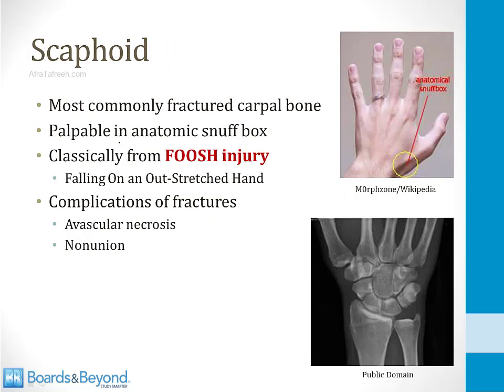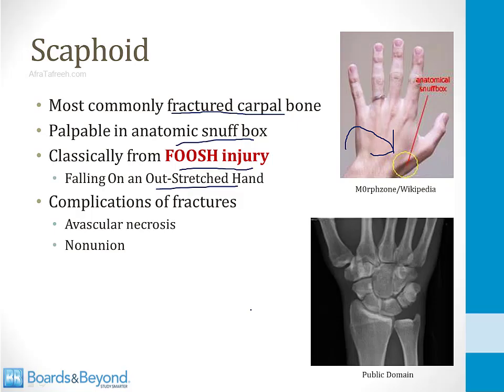So let's talk about the scaphoid bone. This is the most commonly fractured carpal bone, and you can palpate your scaphoid bone in your anatomic snuff box, which is a depression on the back of your hand circled here in this picture on the top right. Snuff is a form of tobacco, and some people inhale it by placing a little bit of it in the anatomic snuff box. This bone is classically injured in what's known as a FOOSH injury. A FOOSH injury is a fall on an outstretched hand, and that can lead to a scaphoid bone fracture.